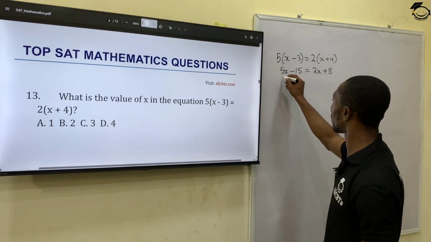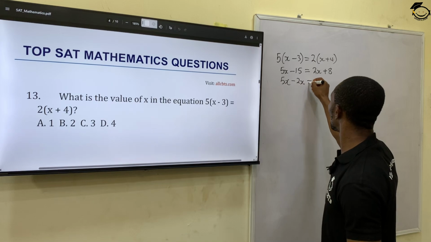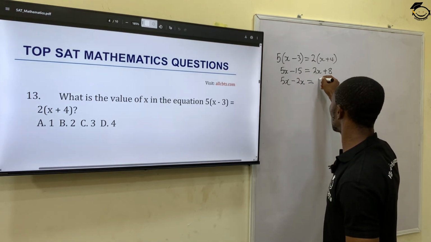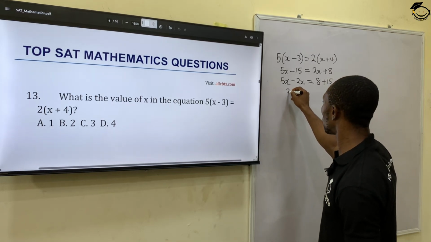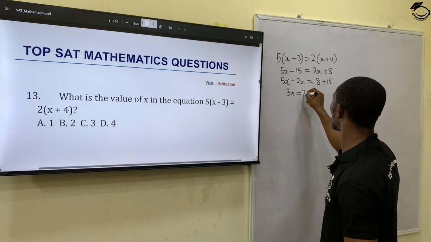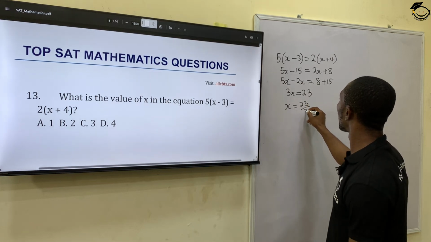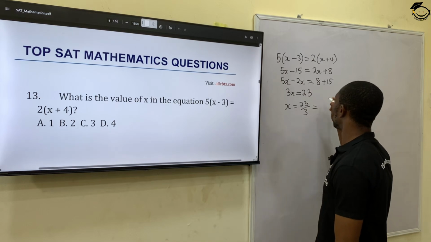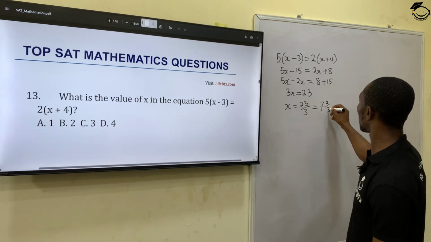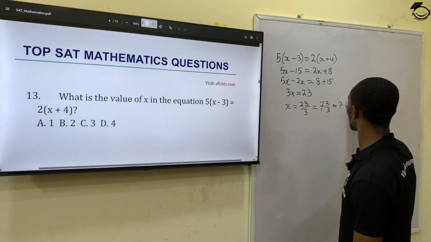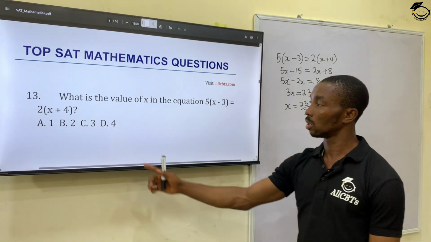Now collecting our like terms, we have 5x, 2x crossing over becomes minus 2x, equals 15 going over becomes positive, 8 plus 15. So this will now give us 5 minus 2, 3x equals 23. So our x will give us 23 over 3, which will give us 7 whole number 2 over 3, or 7.66. So our answer will give us 7 whole number 2 over 3, or 7.6, which isn't here.